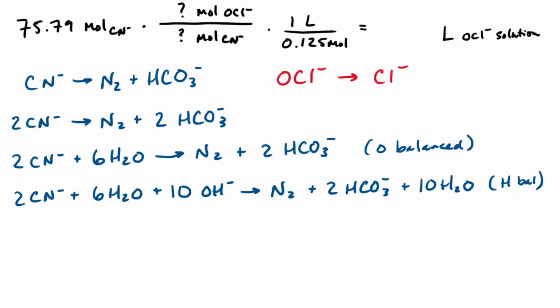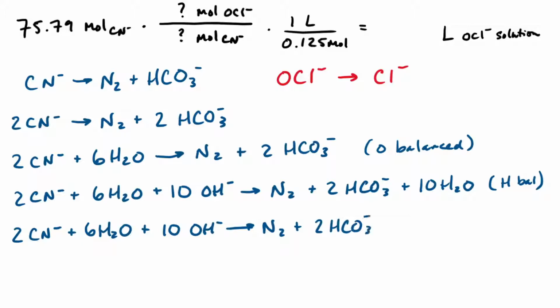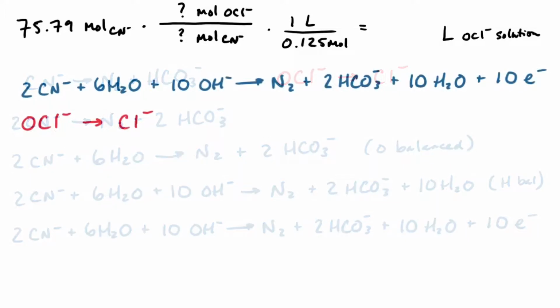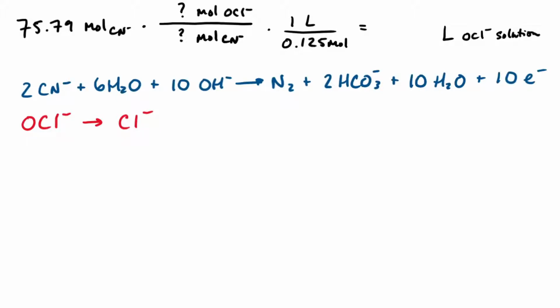Finally, we balance the charge by adding electrons. In this case, we have 12 negative charges on the left-hand side and only 2 on the right-hand side, so we add 10 electrons onto the right-hand side. This half reaction is losing electrons, so it must be the oxidation reaction. And that means that hypochlorite is reduced into the chloride ion.